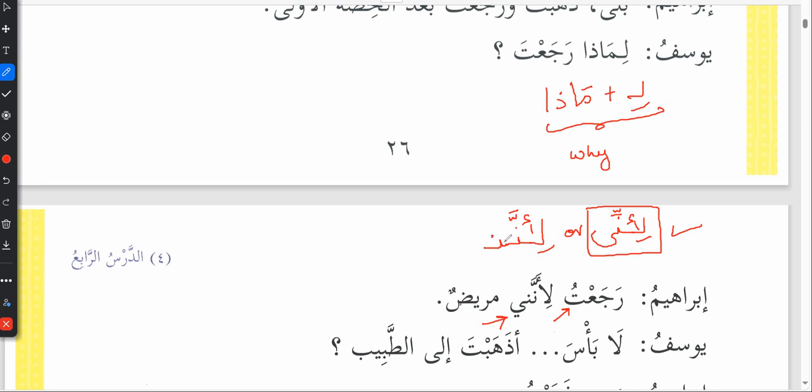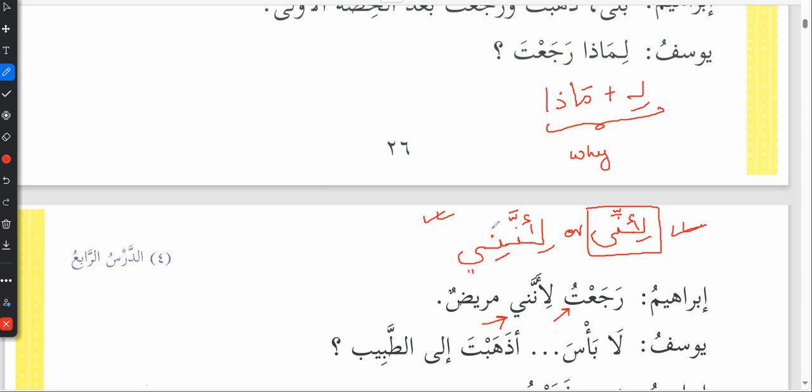And what is the purpose of this noon? That it will take the kasra that is being forced by the ya mutakallim. So that's why this is called noon al-wiqaya. Its purpose is only that it comes to protect the haraka of the particle. So this form is also accepted and this form is also accepted. Li anni or li annani.